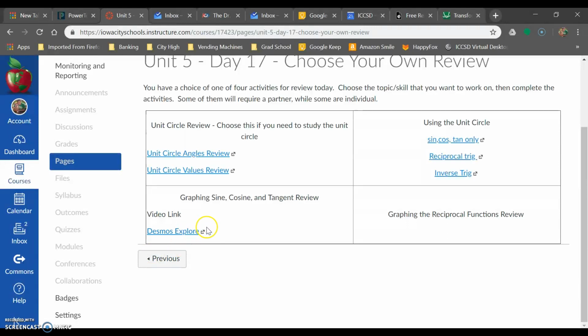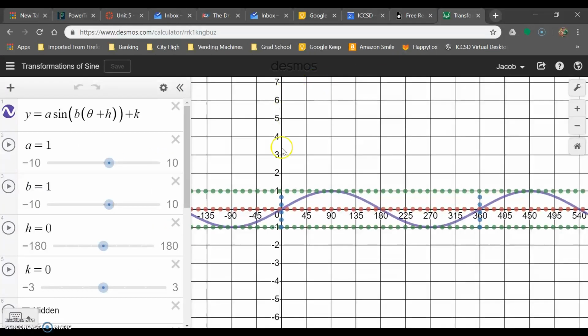So the first thing I want you to do is take a look at this exploration activity. So click on that link, and it's going to take you to this screen right here, and I want you to pay special attention to just a couple of things. The first one is what effect each of these four transformations has on the actual graph. So when you change A, what happens? When you change B, what happens? When you change H or K, what happens?